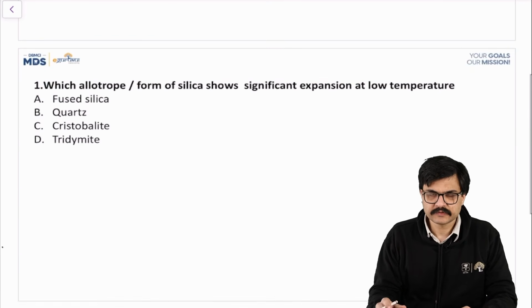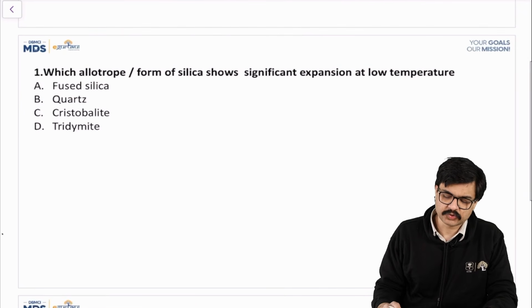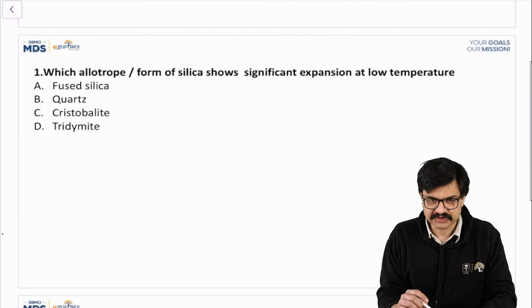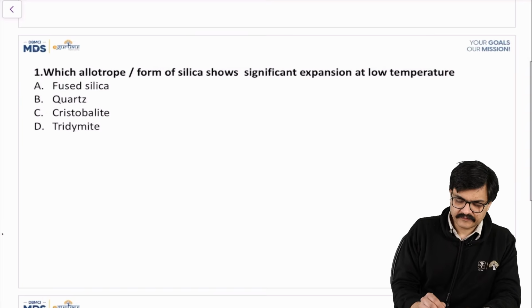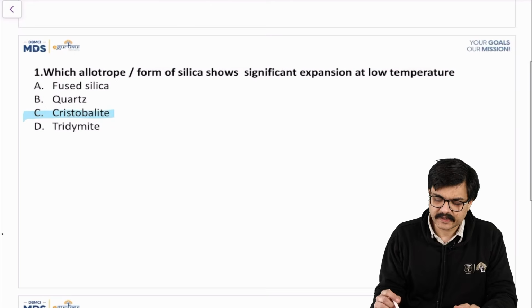So the first question is from the casting investments and procedures. Very important topic. Which form of silica shows significant expansion at a low temperature? First of all, the answer guys, the answer here is cristobalite. Now let us get the answer in correct perspective.